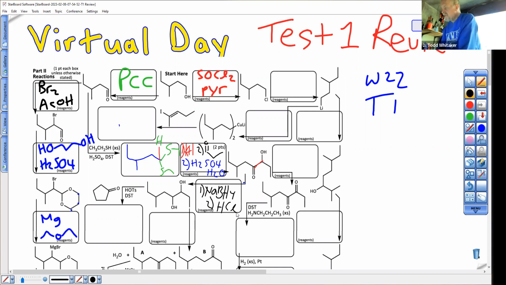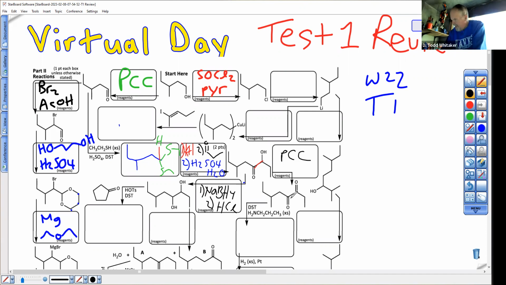Now the oxidation would be PCC. You could have used the other chromiums here as well. K2Cr2O7, sulfuric acid and water gives the same result as CrO3, H2SO4, and water. Any of those three answers goes in that box because it's a secondary alcohol. All chromiums result in ketones. Okay, so where are we at now?